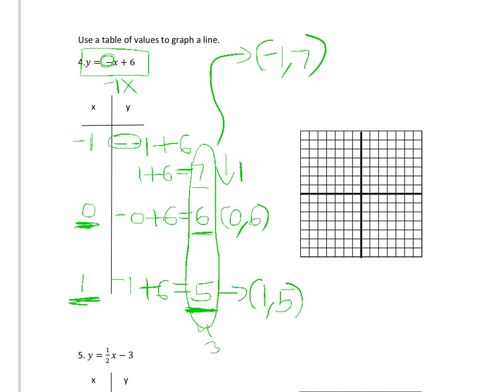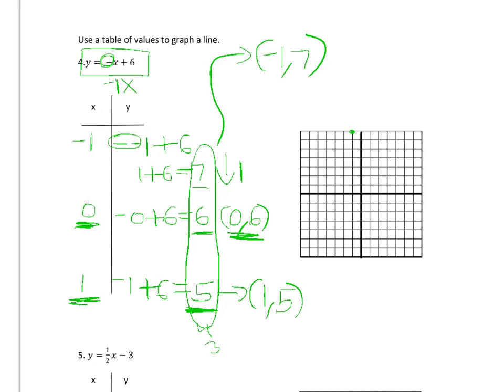So let's plot these 3 points right here, and it should make a line. Okay, we got -1, 7. So from the origin, we're going to the left 1 and up 1, 2, 3, 4, 5, 6, 7. So there we are. We're right up here. There's -1, 7.